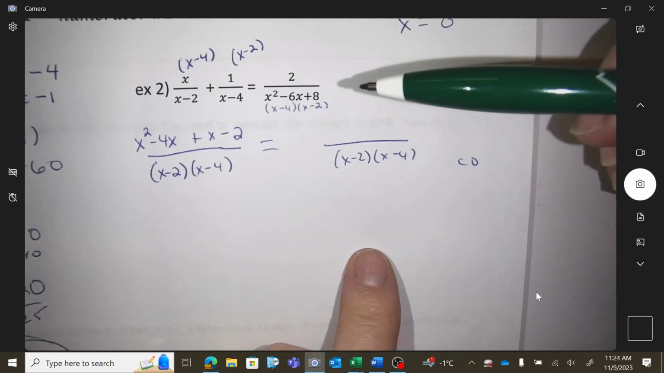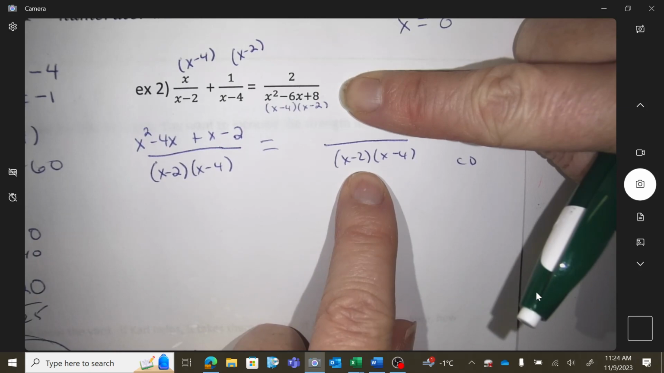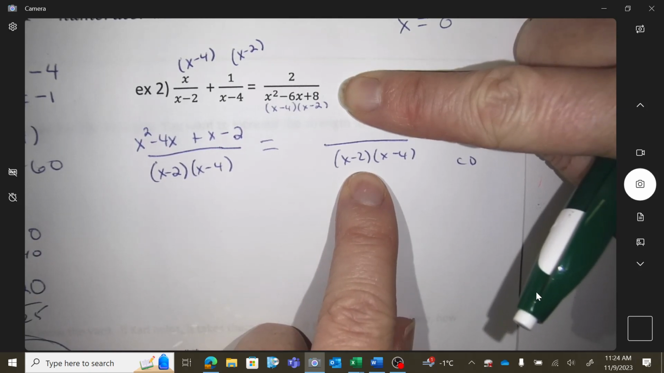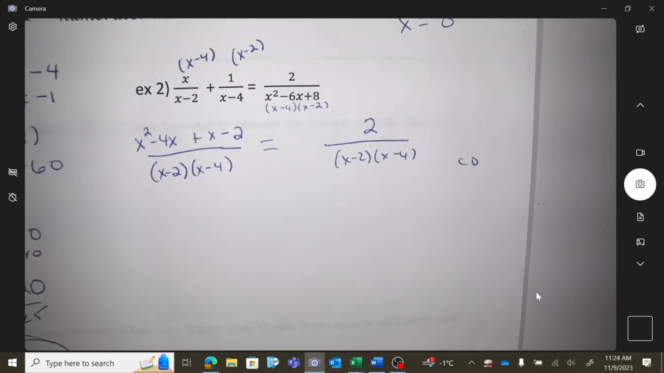Okay, flipping to the other side, so the third fraction here. Look at the bottom, look at the new bottom. What happened? Nothing. So nothing's going to happen to the 2.